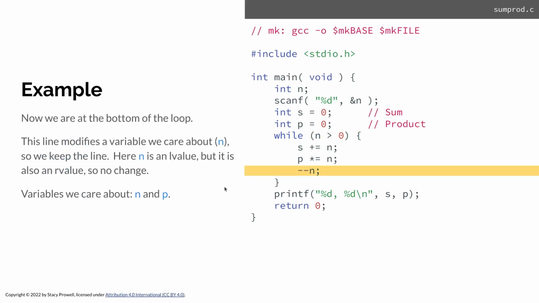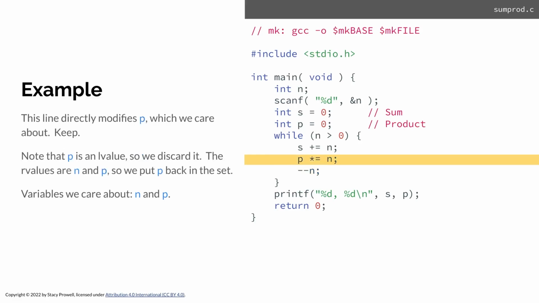Well, here we are. We are going to go to the bottom of the loop, and we decrement N. So N is being set. N is in the set of things we care about, so we keep this line. N is an L value, so we take it out of the set. The set is now just P. But N is also an R value, so we put it back in the set. So the set is N and P again. No change. But we keep this line.